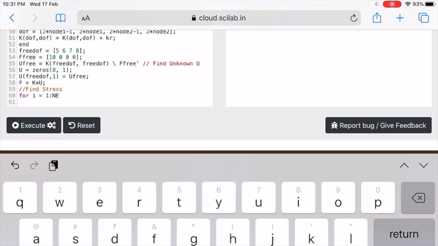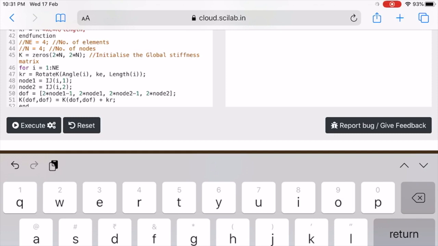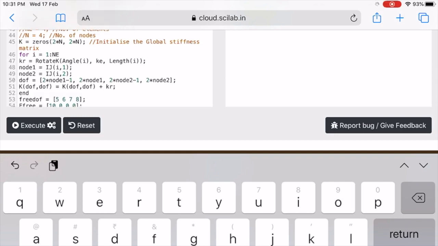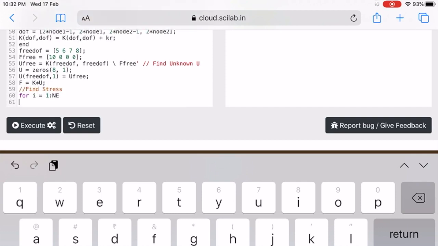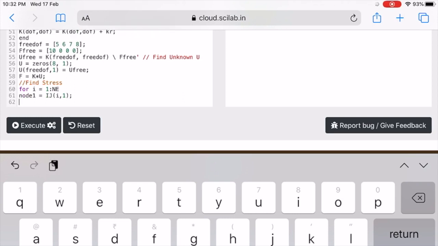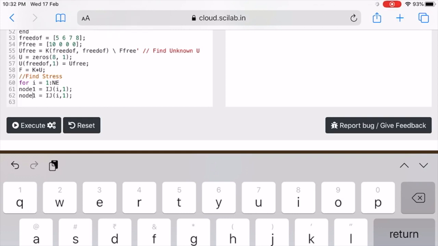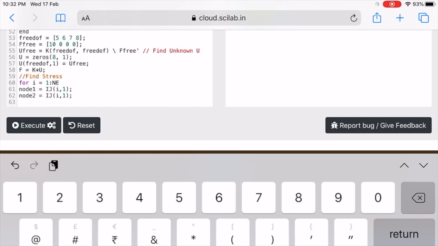What are we going to find out? First we have to find out the nodes, right, which nodes are there. For every element we have nodes 1 and 2. For example, we get them from Ij, so exactly this we want. So node 1 will be Ij1, and node 2 similarly. So we get 2 nodes, and based on these 2 nodes we are going to find the U's.